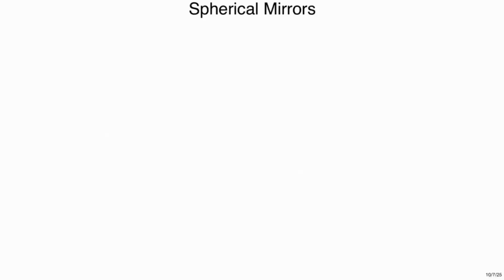Now we can start talking about magnification. In a plane mirror, there's no magnification. Things don't look bigger, things don't look smaller, they look their normal size. But what does this room look like in this mirror?